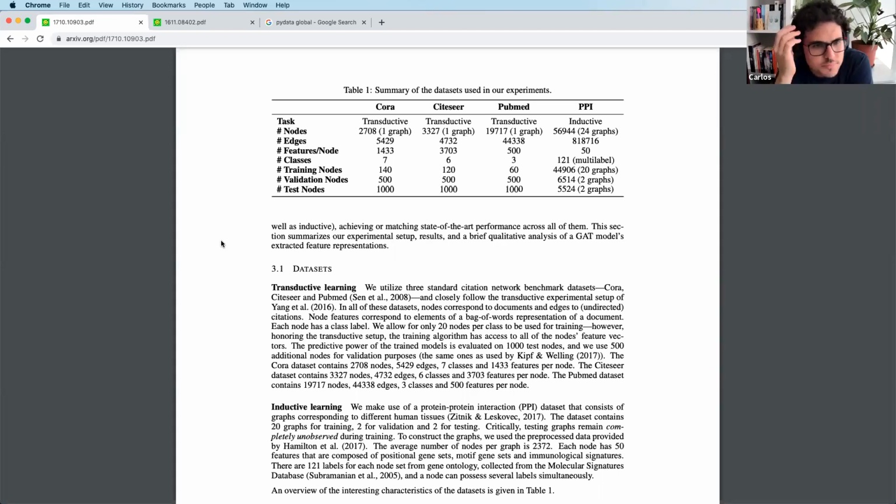I think it's also that you see the number of training nodes is always 20 times the number of classes.